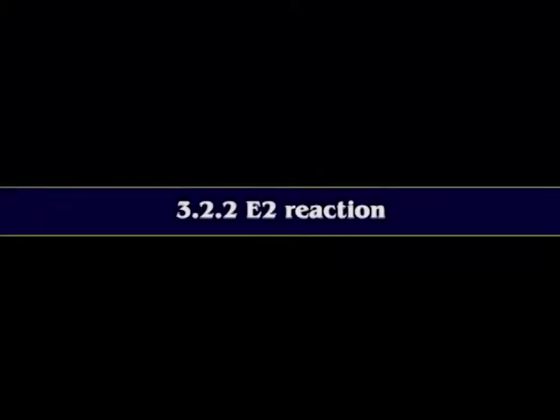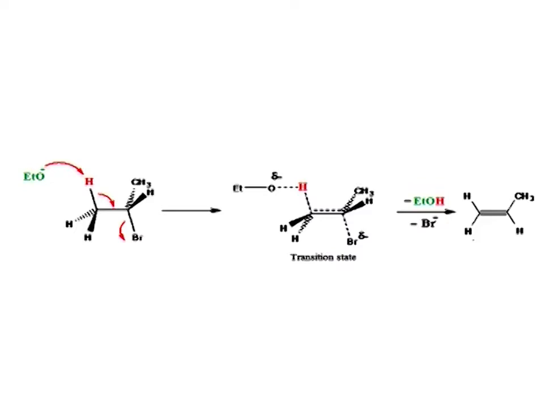E1 may be accompanied by rearrangement to give mixtures of products and is non-stereospecific in nature. Now the second type of beta elimination reaction, E2 reaction. Here the abbreviation E2 stands for elimination bimolecular. It obeys second order kinetics and the mechanism takes place in a single step in which the two groups depart simultaneously with the proton being pulled off by a base.